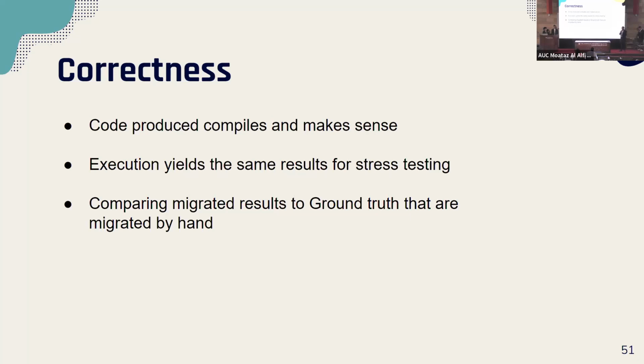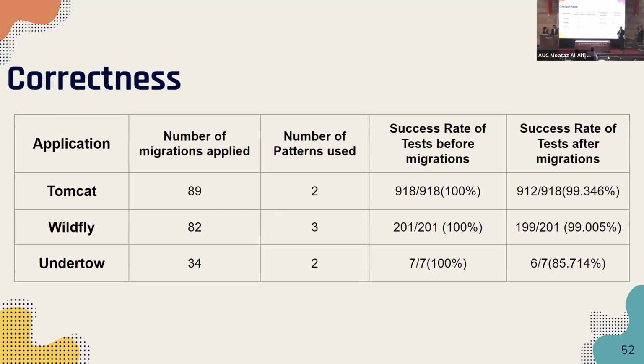Next, that the execution yields the exact same result for stress testing and running the unit tests themselves. Last but not least was comparing the migrated results to ground truth that was migrated by hand. This was not used for everything, but was used for some hand-picked examples to make sure that everything is running smoothly. For our correctness results, we migrated 3 different server applications, Tomcat, Wildfly, and Undertow.